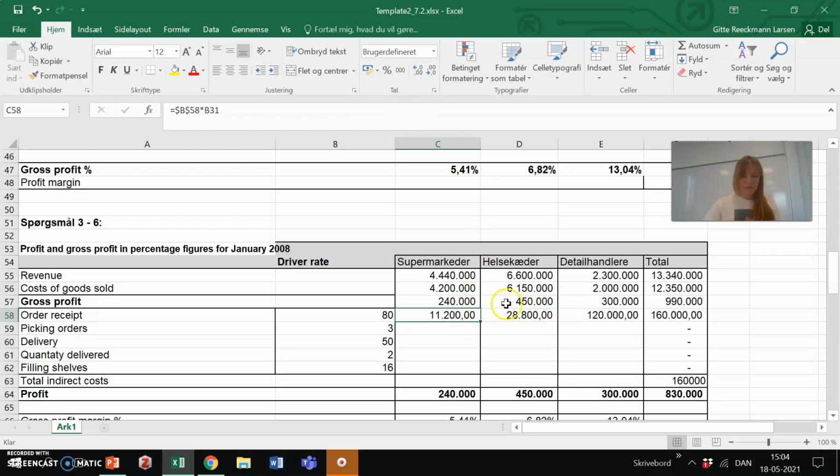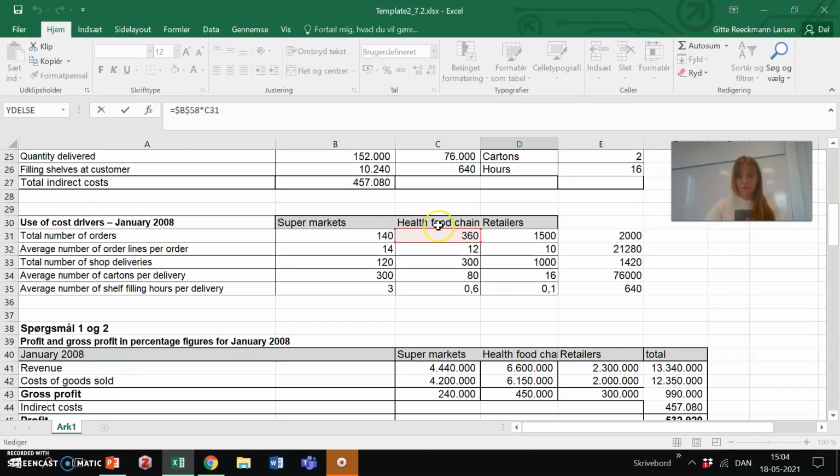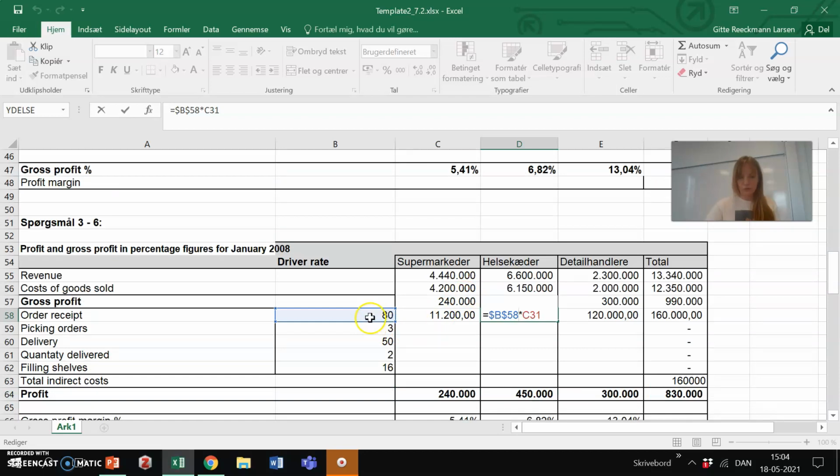So here we have number of orders in the health food chain multiplied with the cost driver rate for order received. Now picking orders, so picking up from the stock to each order. Now here we need to remember, of course, we start with the cost driver rate. We will fix it. Press F4 if you have a normal keyboard. Perhaps you need to press FN F4 or a Command T if you have a Mac computer, okay?